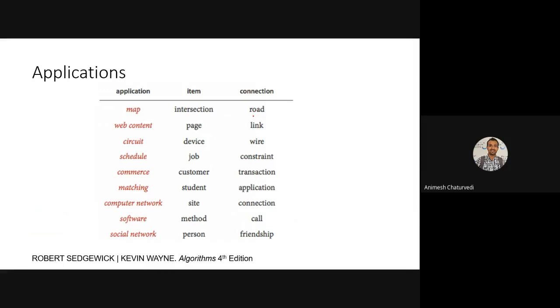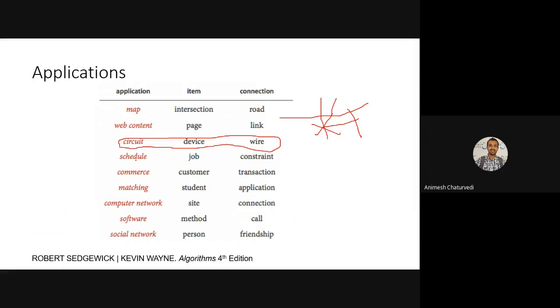Then web content has pages and links between those web pages. Then devices have various wires in between them. Then circuits actually have devices, and these devices have wires. So wires could be optimized with the minimum spanning tree, that is possible. From the crossing, again, the vertices could be the pins, and the wires could be the edges.